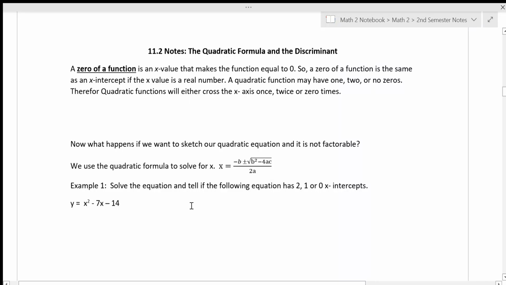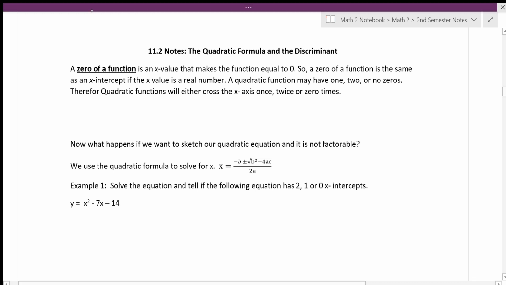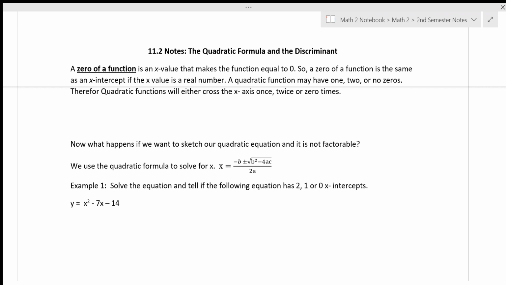All right, here's our second section of notes. We're going to talk about the quadratic formula and the discriminant. So, as we've already been identifying, a zero of a function is where y equals 0. So it's the x values that make our function equal to 0, or y equal to 0.